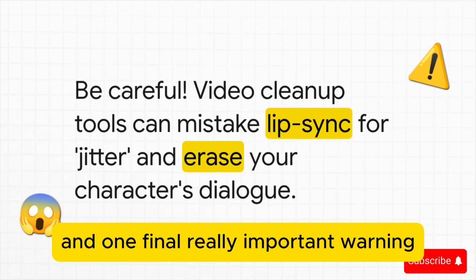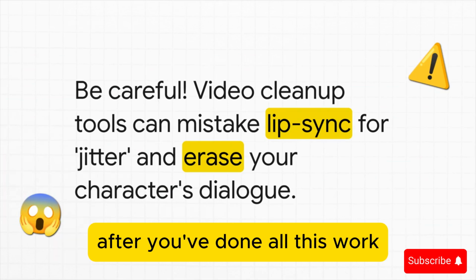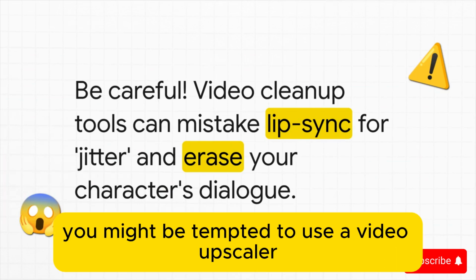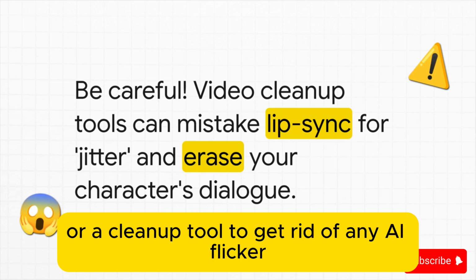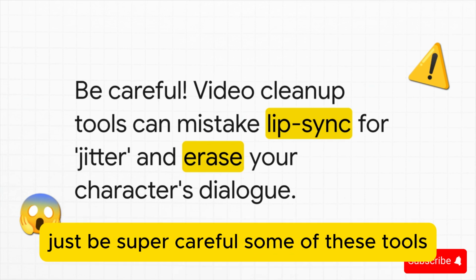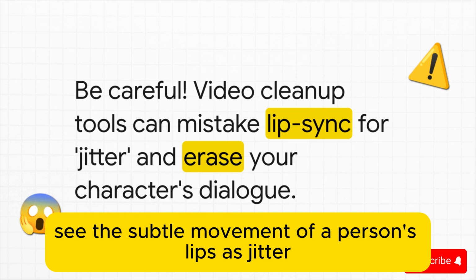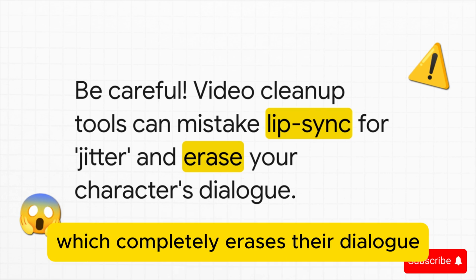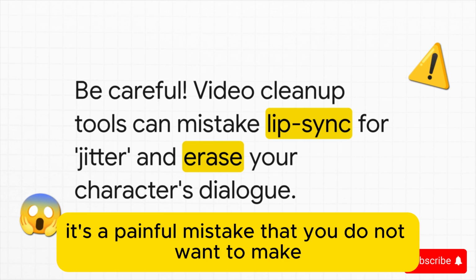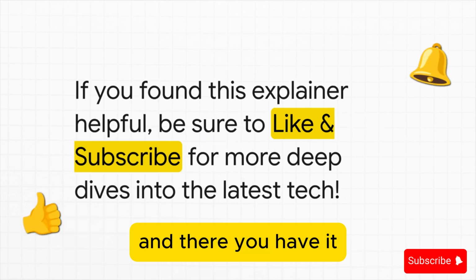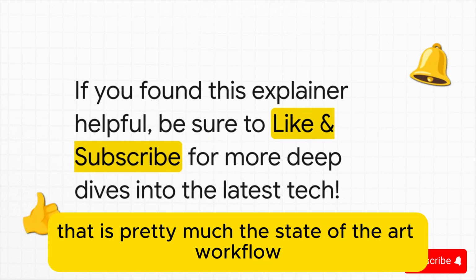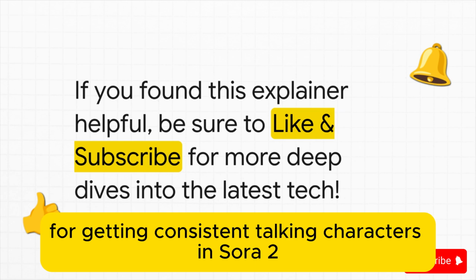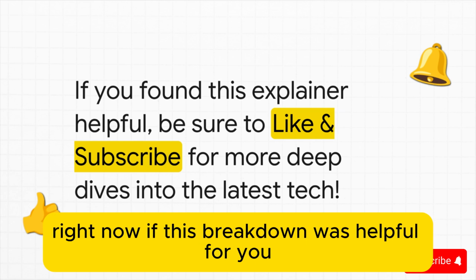And one final, really important warning: after you've done all this work, you might be tempted to use a video upscaler or a cleanup tool to get rid of any AI flicker. Just be super careful. Some of these tools see the subtle movement of a person's lips as jitter, and they'll try to smooth it out, which completely erases their dialogue. It's a painful mistake that you do not want to make. And there you have it. That is pretty much the state-of-the-art workflow for getting consistent talking characters in Sora 2 right now.